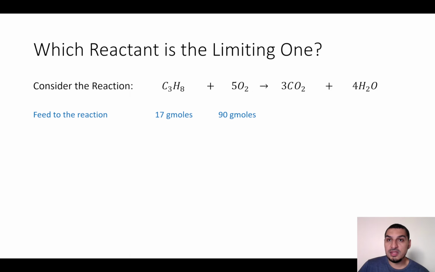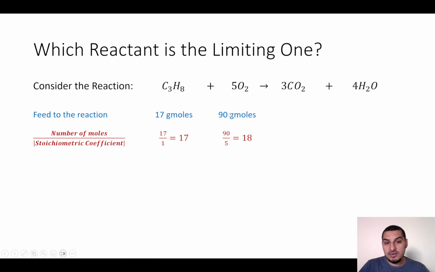The way we can tell is by doing a very simple calculation, which is dividing each one of these quantities by its stoichiometric ratio or coefficient, the absolute value of the stoichiometric coefficient. Because we said before, the coefficient of the reactant is negative, so it's -5, and this is -1. So if we divide 17 by 1 and 90 by 5, we will get 18 here and 17 here.